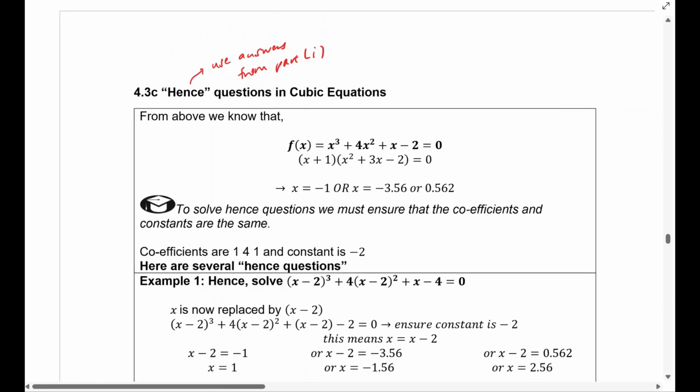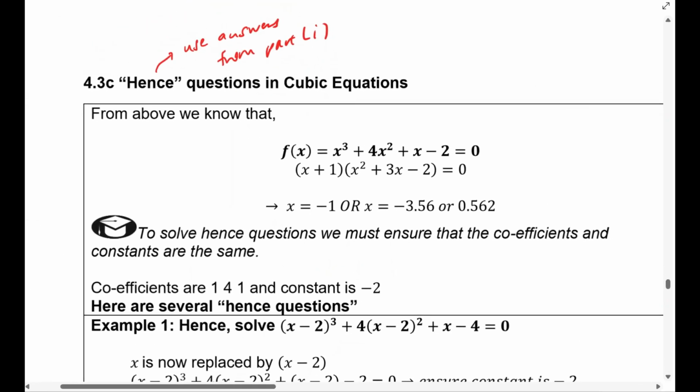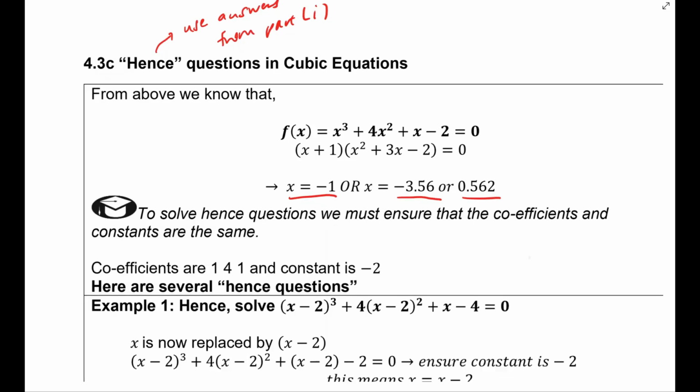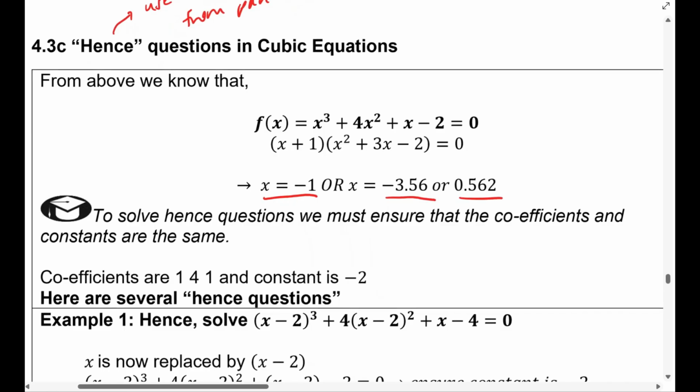So if we use the same polynomial as from the previous equation, when we solve it, we will get x equals minus 1, or x equals minus 3.56, or 0.562. To solve hence questions, we must ensure that the coefficients and constants are the same. So what are the coefficients in this question? There's an invisible 1 here, so we have 1, 4, and then another invisible 1, and our constant is minus 2.